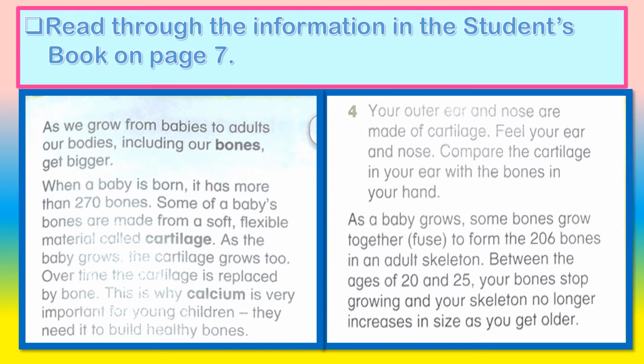Now, read through the information in the student book, page number 7. As we grow from babies to adults, our bodies, including our bones, get bigger. When a baby is born, it has more than 270 bones. Some of the baby's bones are made from a soft, flexible material called cartilage. As the baby grows, the cartilage grows too. Over time, the cartilage is replaced by bone.